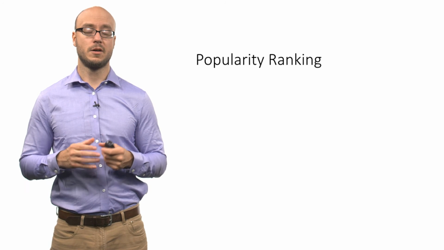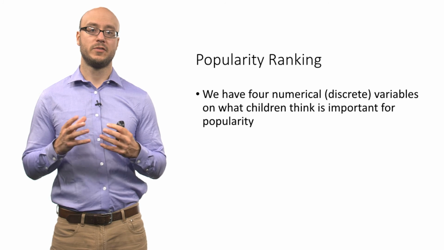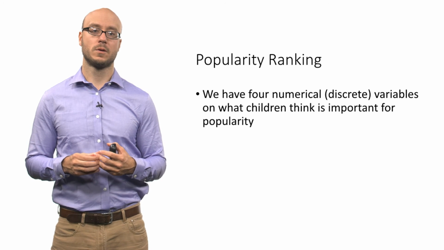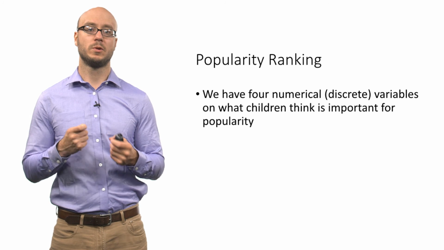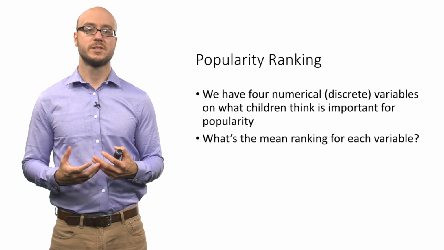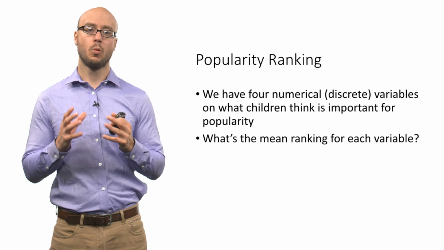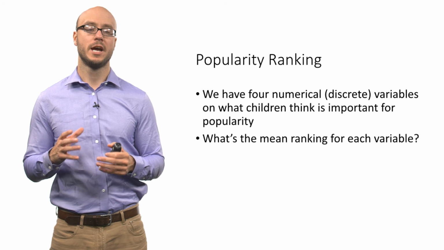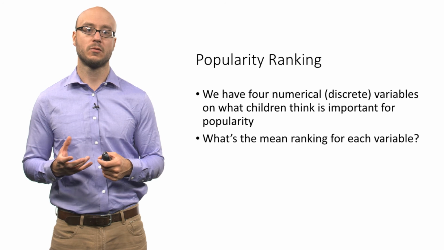Now, let's look at our actual example of popularity in this elementary school. If you recall, in this data set, we have 4 numerical discrete variables, and these variables have to do with what children think is important for popularity. A natural question is, for each variable, grades, looks, money, and so forth, what is the mean ranking? In other words, what do students think on average is important for being popular?